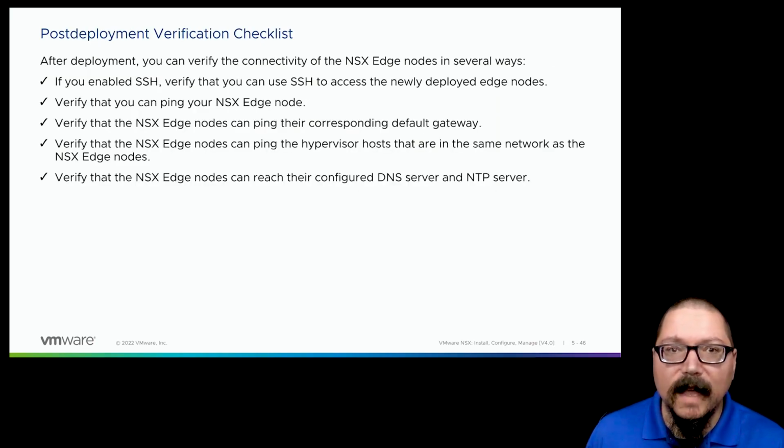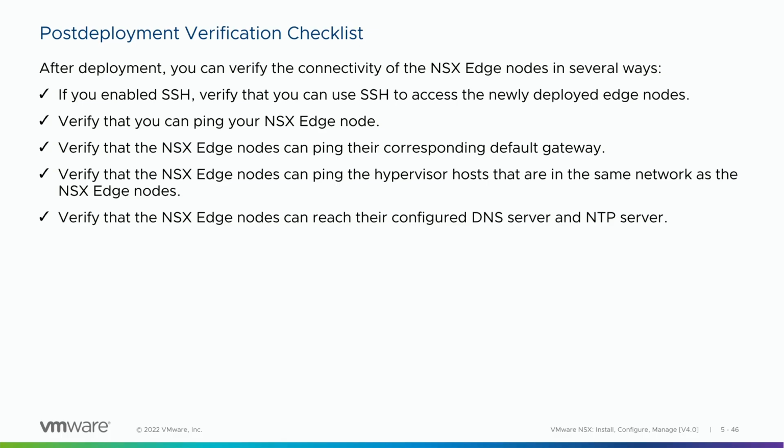Now, once we've got the edge deployed, whether it's a bare metal or a virtual edge, it doesn't matter, we can go through this checklist. What we're really doing here is validating that the management network is set up. That's really the only thing at this point that we can check, because we don't have any routing set up. We don't have any routing components deployed. We've simply deployed the edge transport node.